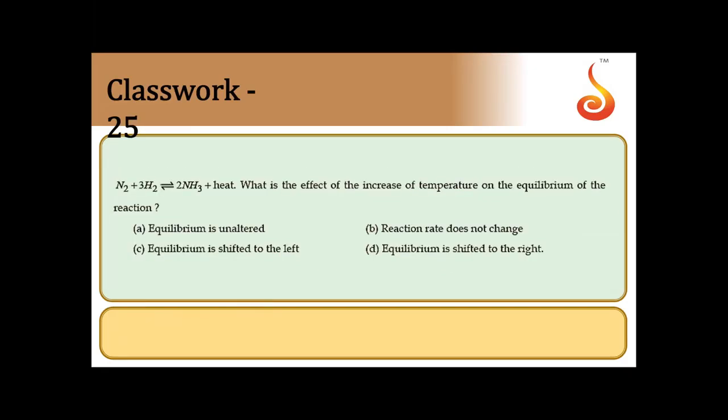Then the next one, 25. N2 plus 3H2 giving rise to 2NH3 plus heat, nothing but an exothermic reaction. What is the effect of an increase of temperature on the equilibrium reaction? The nature of the reaction is exothermic because plus heat is given there. In the case of an exothermic reaction, high temperature always moves the reaction in the backward direction. So increasing temperature here, it has to move towards the backward direction. The backward direction is given as option C, because moving towards the left is the backward direction. So the answer is C.